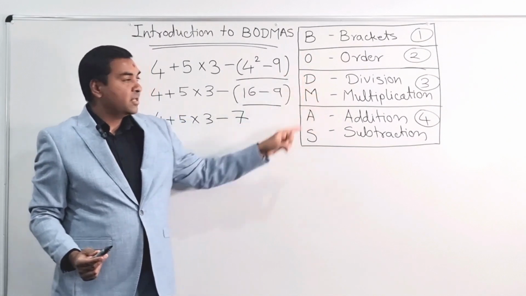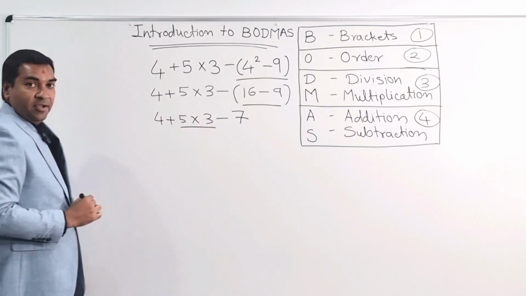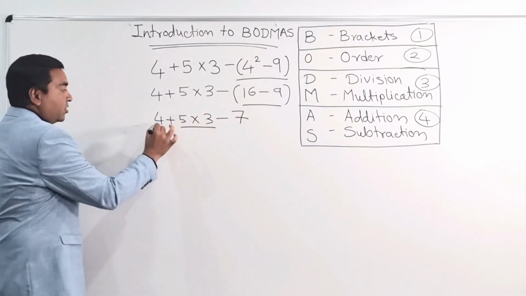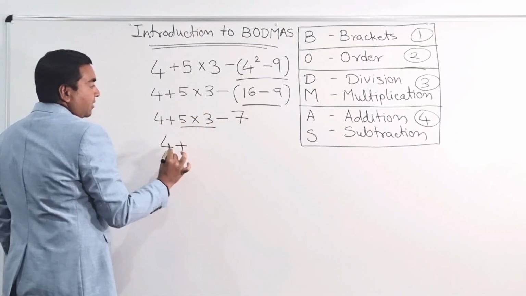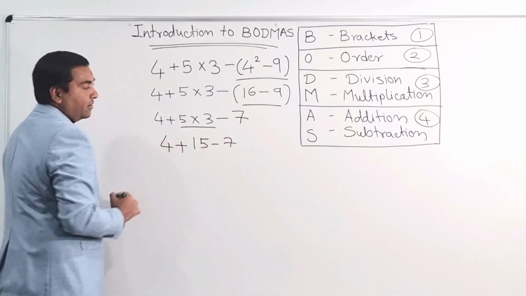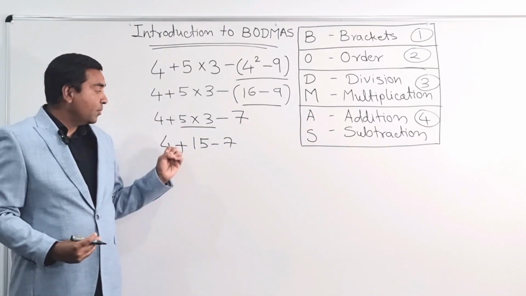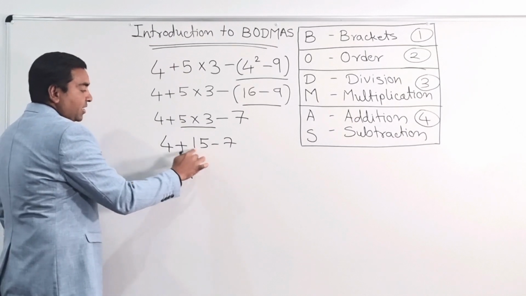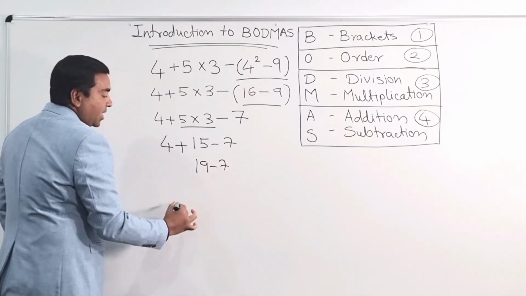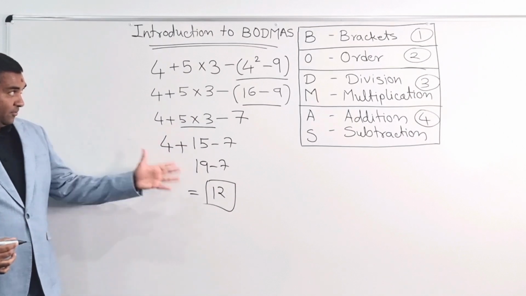Now division and multiplication, if there is any. Let me check. Oh yes, I've got a multiplication here. Whenever I have a multiplication, I can't touch plus and minus. I've got to resolve that first. So this is going to be 4 plus, and then 5 times 3 is 15, and then minus 7. Now addition and subtraction have the same priority, whatever comes first from left to right. So I'll be doing 4 plus 15, which is going to be 19. And 19 minus 7 is going to be 12. So 12 is my final answer, guys.